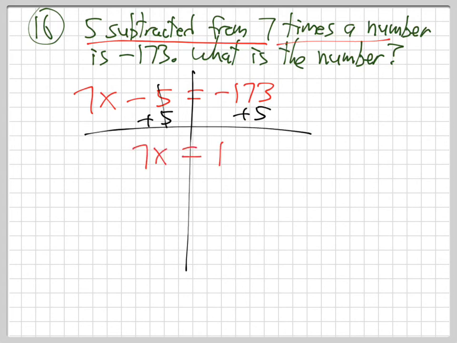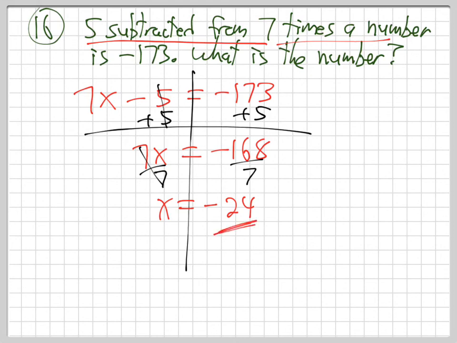So 7x is, I don't know, what is that? Negative 168. And then divide by the 7. I'm hoping that goes in nicely. It does. You get negative 24. I was way too high, not even close. All right, negative 24, and that's all they want.